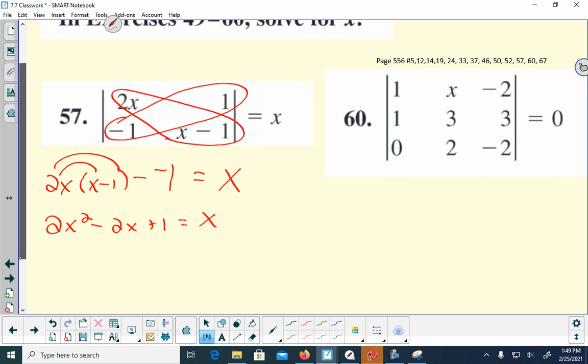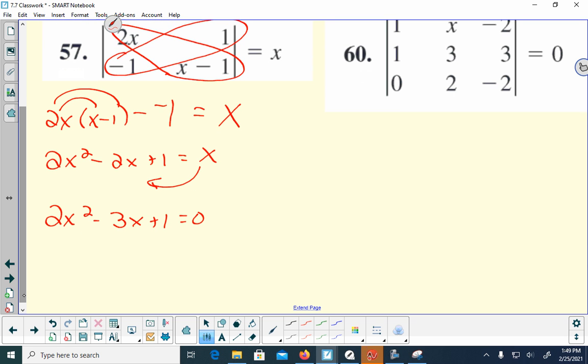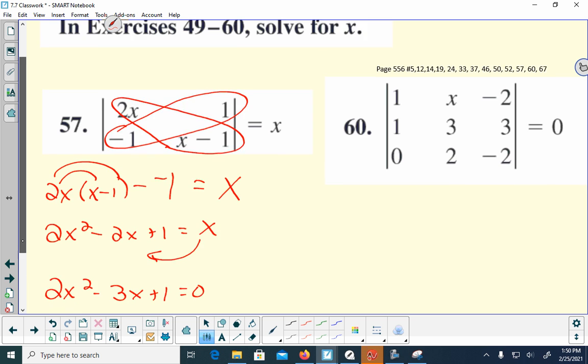Well, it's quadratic, so I'm going to bring this x over here, and I'm going to have 2x squared minus 3x plus 1 is equal to 0. My product is 2, my sum is negative 3, so I'm going to do my product sum, and it's going to factor as 2x minus 1 times x minus 1 is equal to 0. When I solve this, I'm going to get x is equal to positive 1/2. Here, x is equal to 1. And then I could put those back in and check.